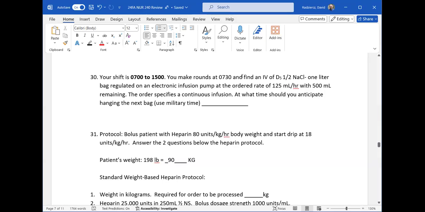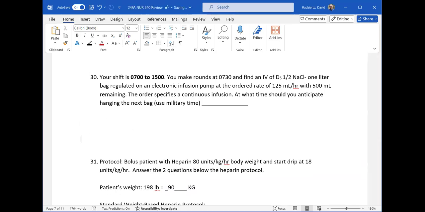You make rounds at 7:30, find an IV of dextrose 5% half normal saline, 1 liter bag regulated on an electronic infusion pump at the ordered rate of 125 milliliters per hour with 500 milliliters remaining. So half of it's already gone. It started off as a liter bag, and now it's down to 500 milliliters. The order specifies a continuous infusion. At what time should you anticipate hanging the next bag? So basically, you want to know when that 500 milliliters will be done in regards to the 125 milliliter scenario. Let me open this up a little bit.